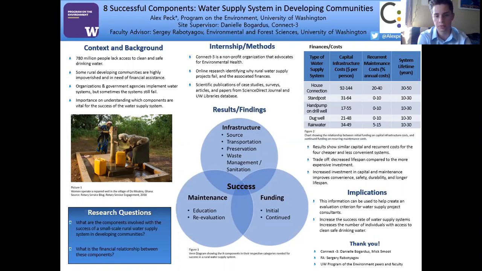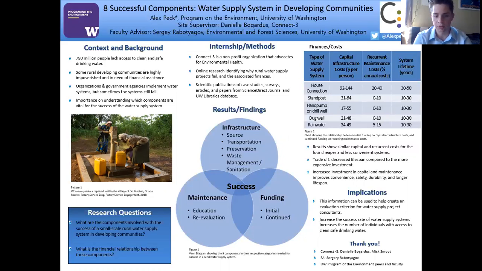My results and findings were three main categories of components: infrastructure, maintenance, and funding. For infrastructure, there are four components. Source, which is basically where the water comes from, whether it's a groundwater or a river. There's transportation, which is how the water is transported from the source to the people, whether that's through piping or a bucket. There's preservation, which is how the water is maintained, like whether it's through chemicals. Waste management and sanitation, so that's any risk of contaminating the process of going from the source to the mouth, anywhere in between there.